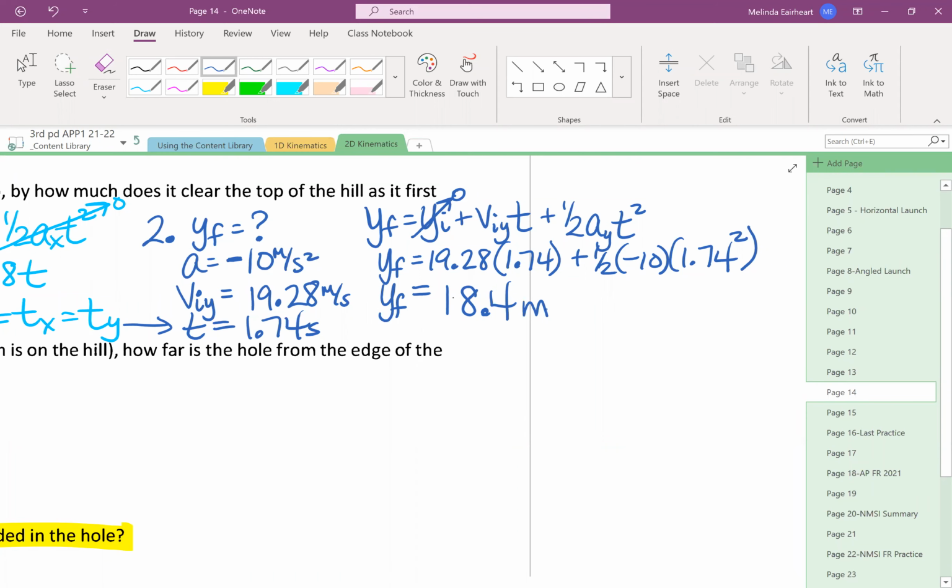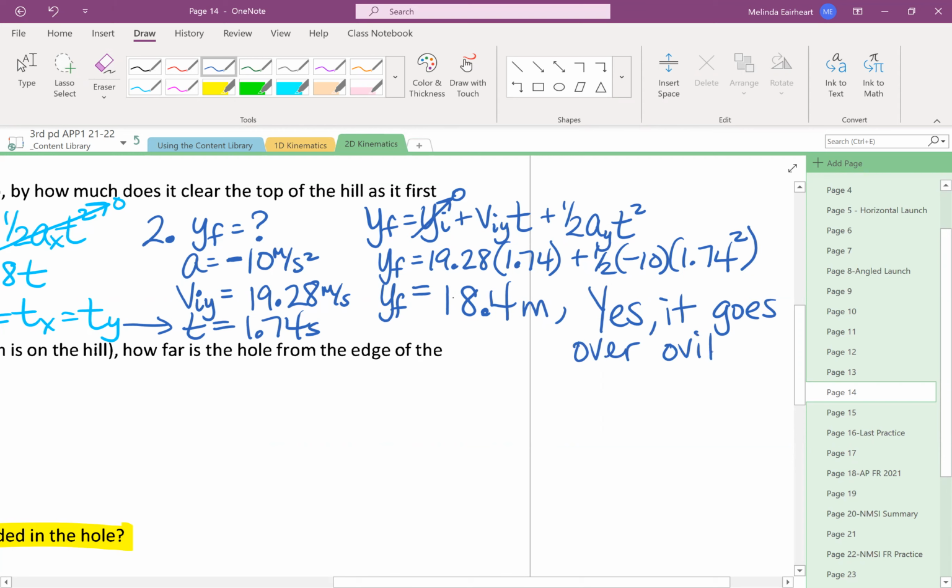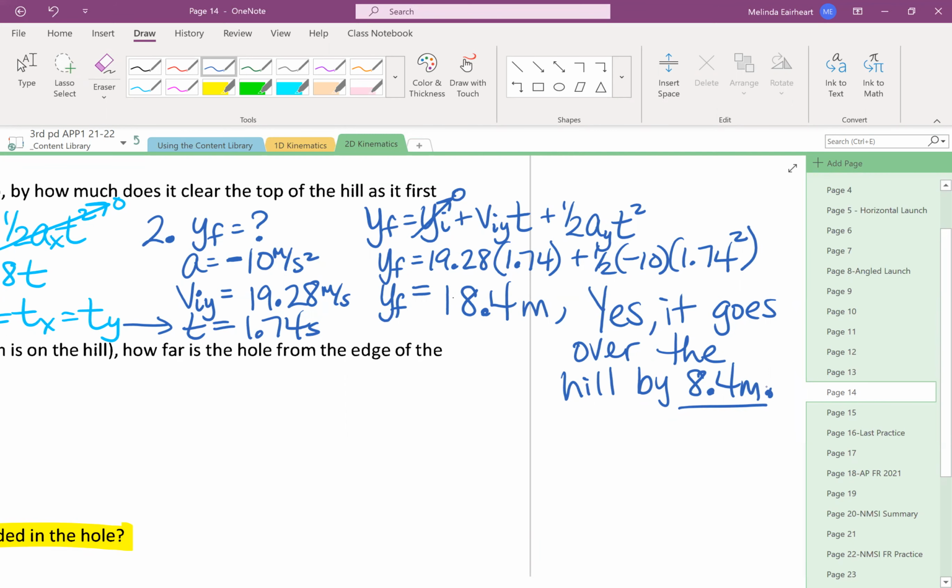So does it make it over the 10-meter hill? So yes, it does. It goes over the hill by 8.4 meters. Okay, so you subtract the height of the hill. It's going to clear it by 8.4 meters. Questions on A? Okay. Well, let's switch now.